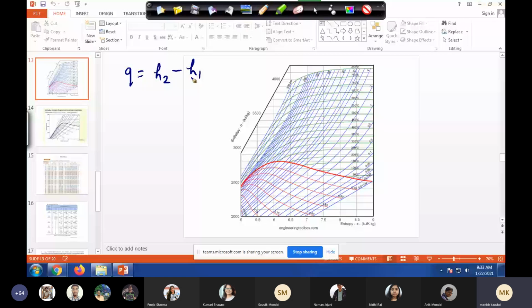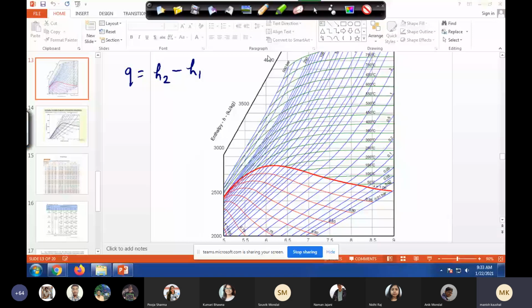So what is the pressure? 5 bar. I don't know whether the 5 bar curve is there or not. I think the blue lines are pressure lines. Yes, blue lines are pressure lines: 0.5, 1, 2. Is it visible or should I zoom in? Pooja, is it visible? Let's zoom in a bit. Fine. So you can do it with this diagram also. The answer may vary a bit, that's fine.